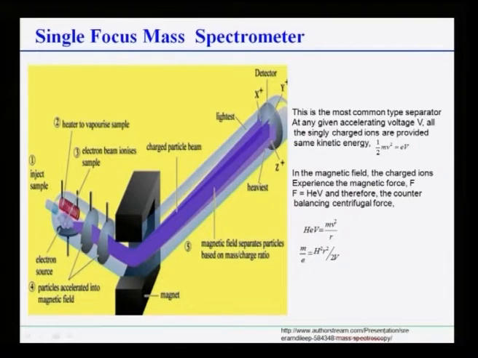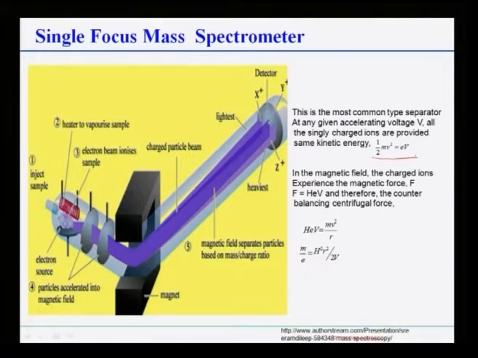At any given accelerating voltage V, suppose all the singly charged ions are provided some kinetic energy, and that is given by the electronic charge E multiplied by the accelerating voltage V, which must be equal to the kinetic energy of the charged species, that is half mv square.